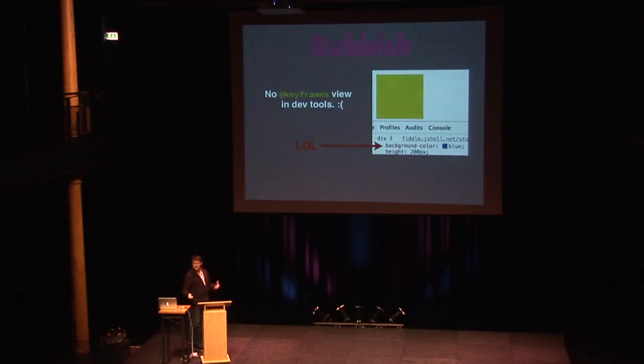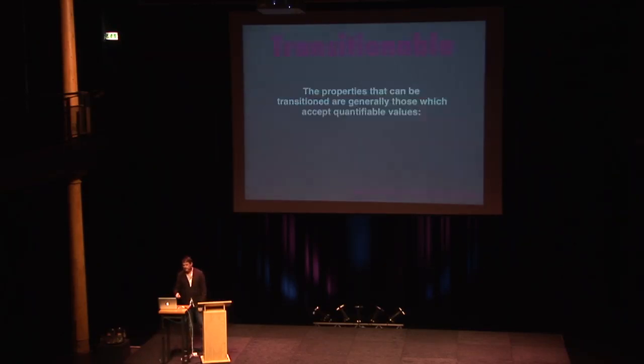So what elements actually can we transition? Very simply, the properties that can be transitioned are generally those which accept a quantifiable value. So a length, a color, a number, or a percentage. That covers almost everything.